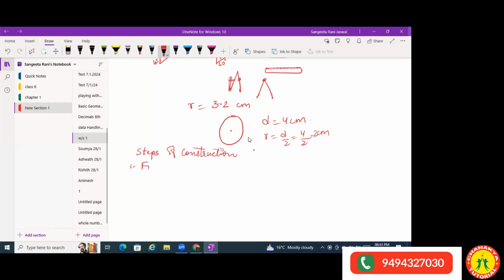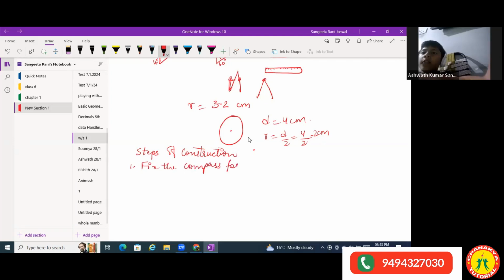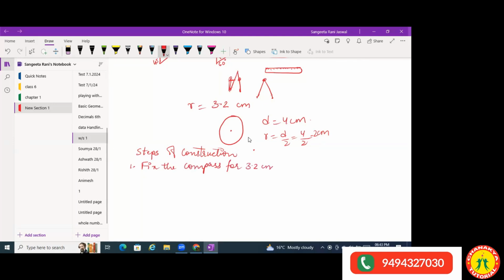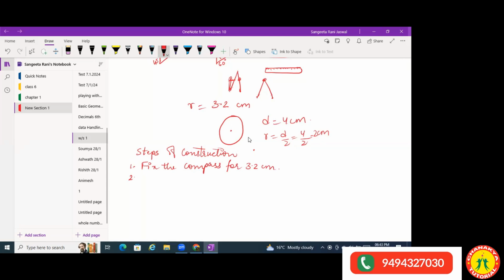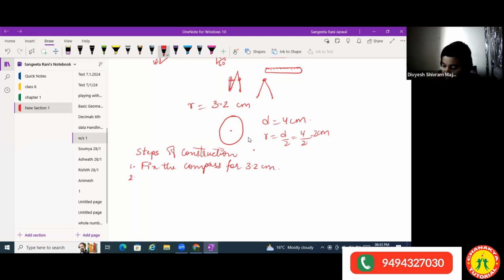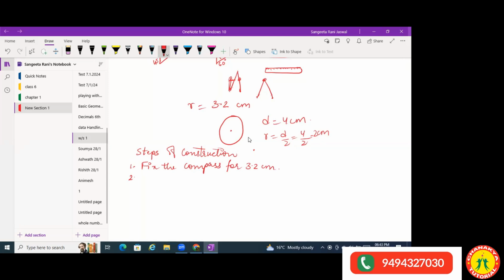Fix your compass with a pencil for 3.2 centimeters. Of course, the pencil has to be fixed. You can also find the angles with the compass. Yes, we can do that, that we will cover later. Let's go with the basics first. We can make all sorts of angles with the compass.